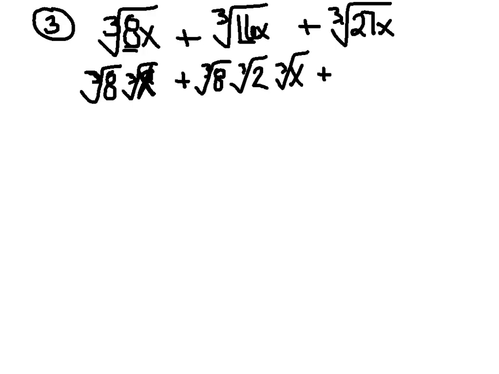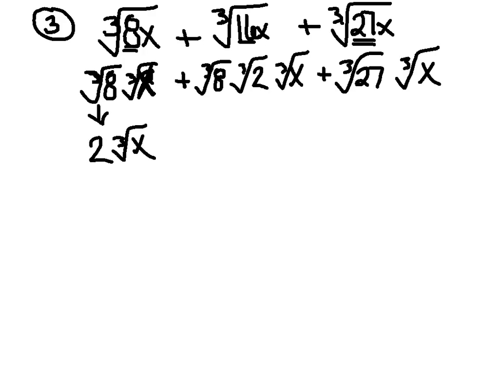And last but not least, I'm going to say 27 itself is a perfect cube, so I'm just going to break that into cubed root of 27 times the cubed root of x. As we try to simplify each of these terms, in that first term, the cubed root of 8 is just a 2, so 2 times the cubed root of x is the first term. Again, the cubed root of 8 becomes a 2, but then these two terms, I'm just going to multiply them together into one and say cubed root of 2x.